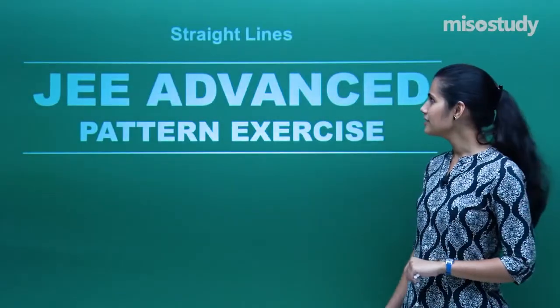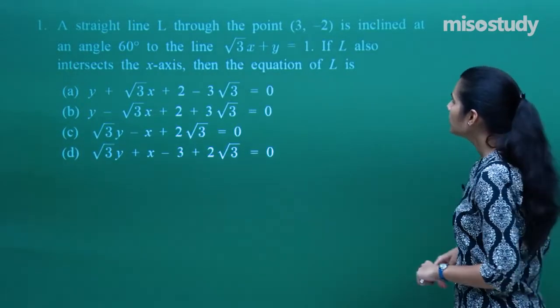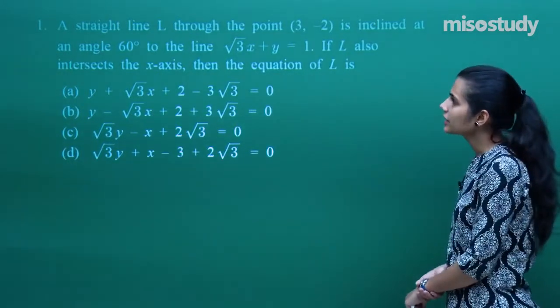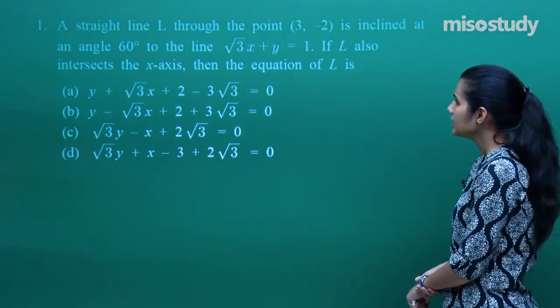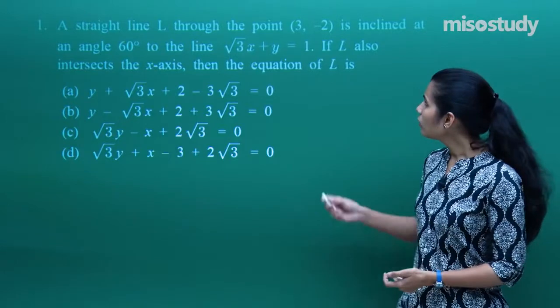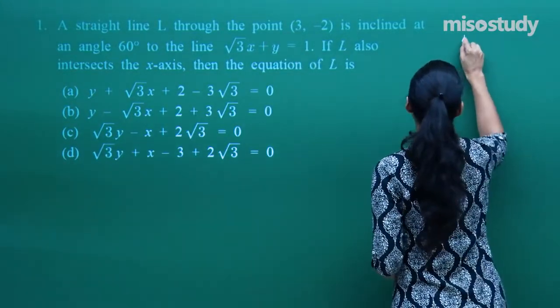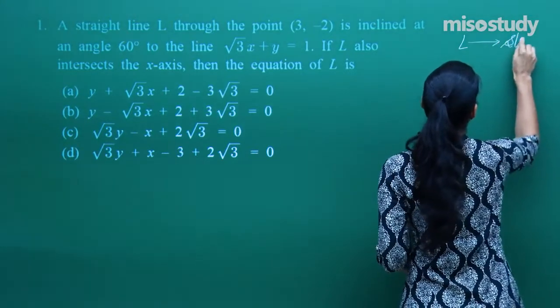Everybody, let's begin the discussion over the questions of straight lines. A straight line L through the point (3, -2) is inclined at an angle of 60 degrees to this line. If it is also intersecting the x-axis, then what is its equation? Now, we just assume that the line which is passing through (3, -2) has slope m.